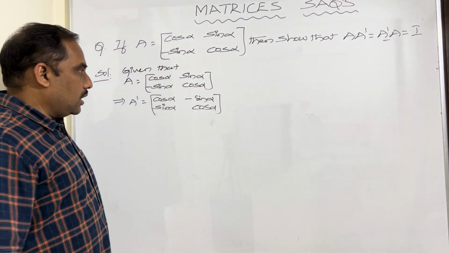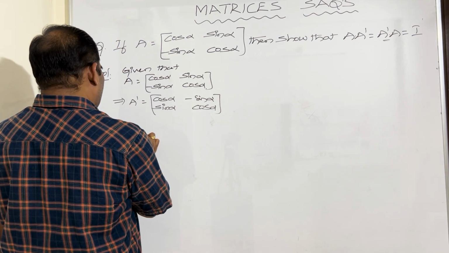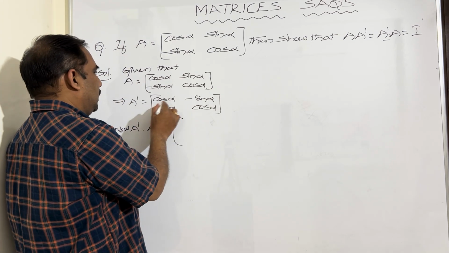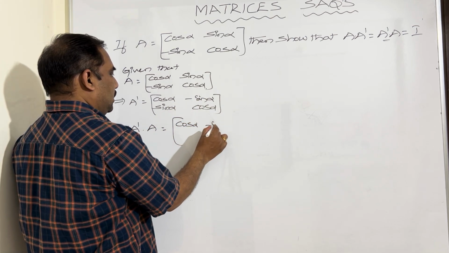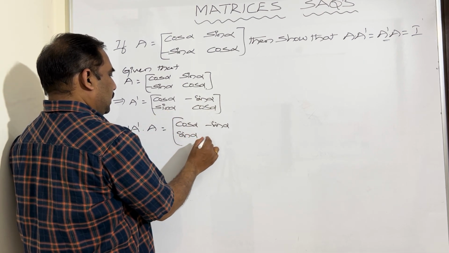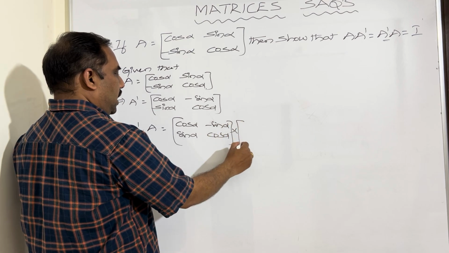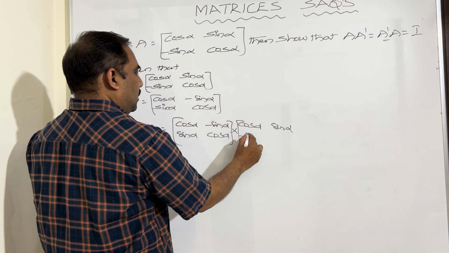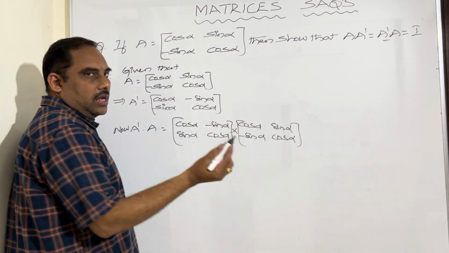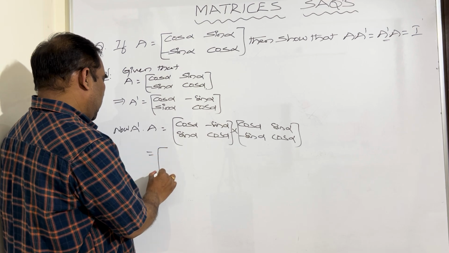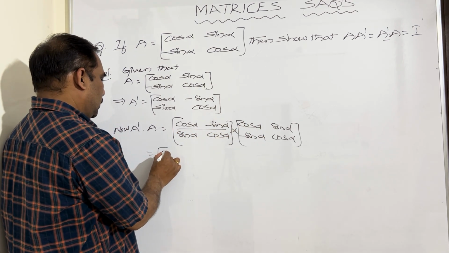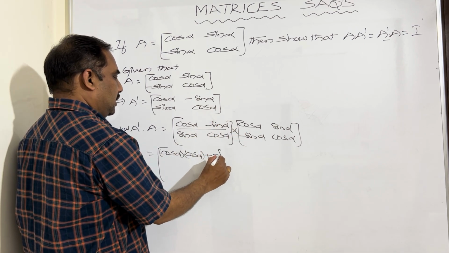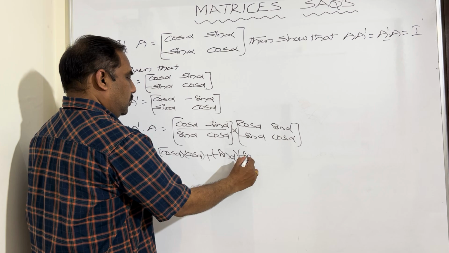So how to prove that? Observe carefully here. A transpose into A is equal to the matrix A transpose, which is cos alpha, minus sin alpha, sin alpha, cos alpha, into the matrix A, which is cos alpha, sin alpha, minus sin alpha, cos alpha. These two matrices are multiplied. Again, the first row multiplying with the first column: cos alpha into cos alpha, plus minus sin alpha into minus sin alpha.